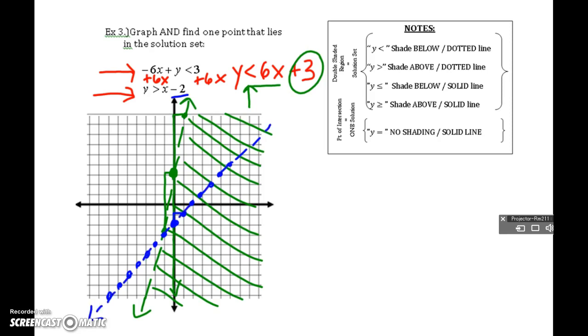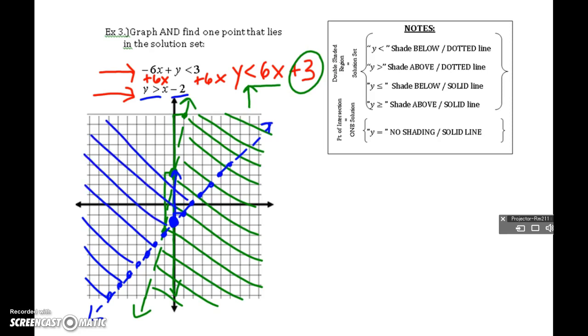Arrows on the ends. Now I need to decide where I'm going to shade. This one says y is greater than the line, so I'm going to find my y-intercept at -2, and I'm going to think of anything greater than, so I'm going to go up. So I'm going to shade above this line.